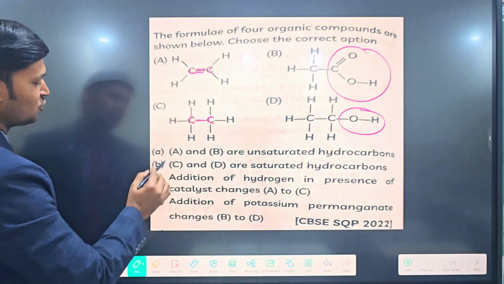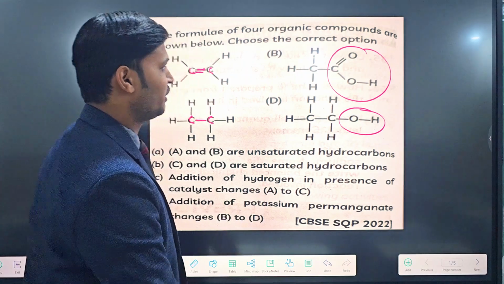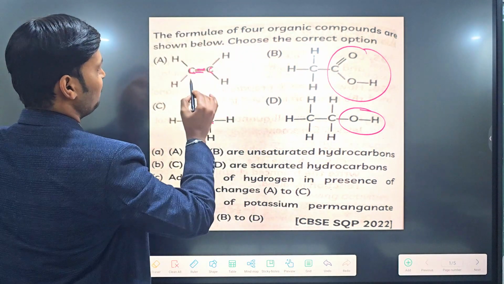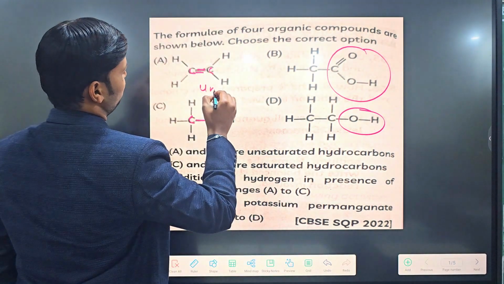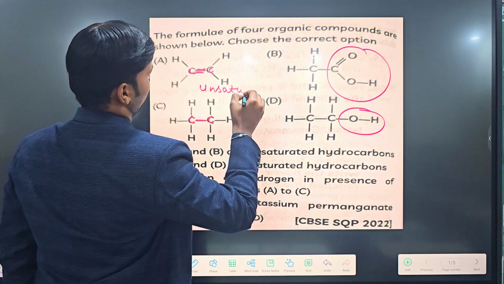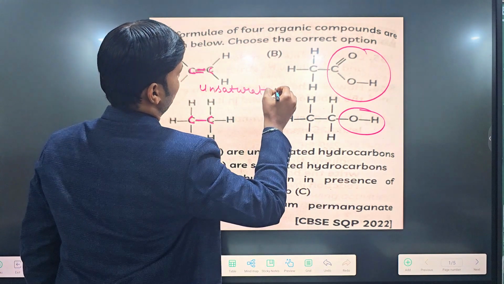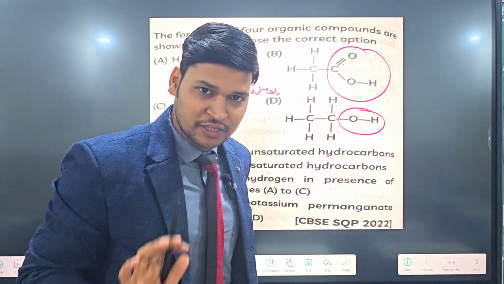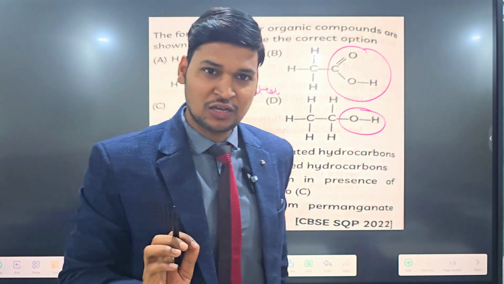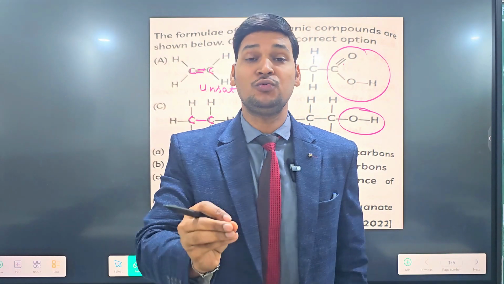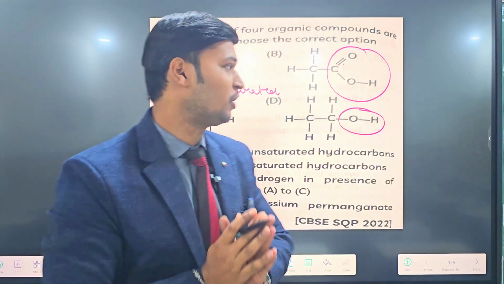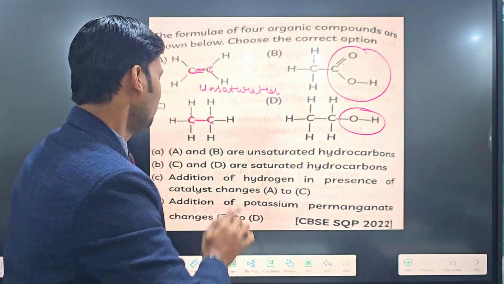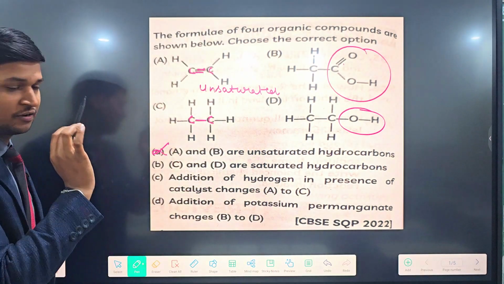Now, the first option says A and B are unsaturated hydrocarbons. See, of course, A is an unsaturated hydrocarbon, right? But talking about B, some of you can say, sir, here a double bond is visible. It's okay, there is a double bond. But in order to check the unsaturation of the compound, we need to check the carbon-carbon single or double bond. Here is a carbon-carbon single bond. So option A is incorrect, right?